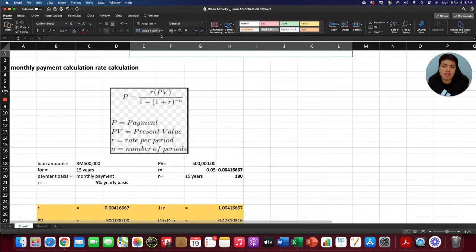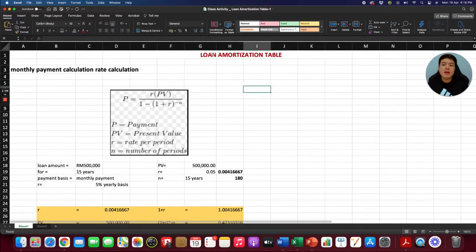Click merge and center. So this is what we call loan amortization table. Alright, so this is what we're going to do this week. So you can customize as usual, make it bigger if you want to. Okay, loan amortization table. So this is what we're going to do this week.